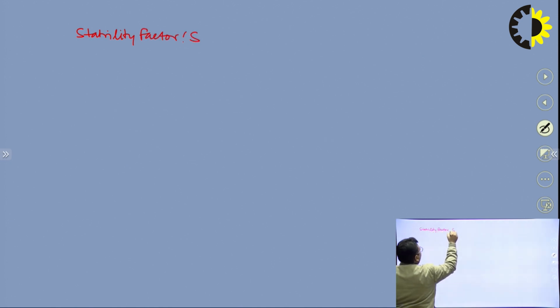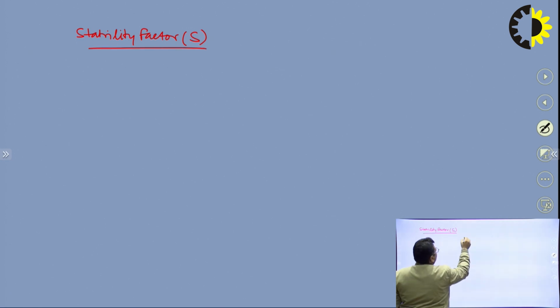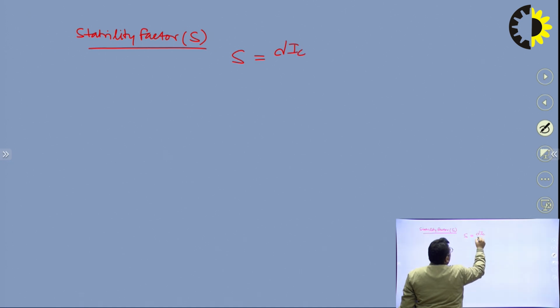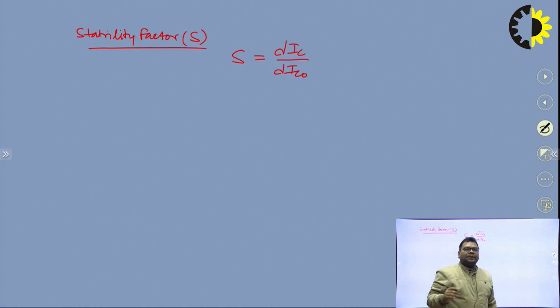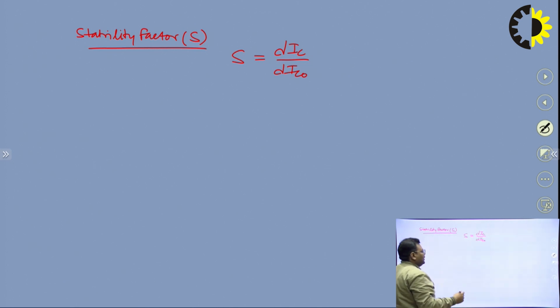So we denote it by S, and S can be given as S is equal to dIC over dICO. That is how much change we are getting in output collector current IC with respect to change in saturation current ICO. So if we calculate this, then we can calculate the stability factor, right? So first of all, we will try to find out the general expression of this stability factor that we can apply on any biasing method and calculate the stability.